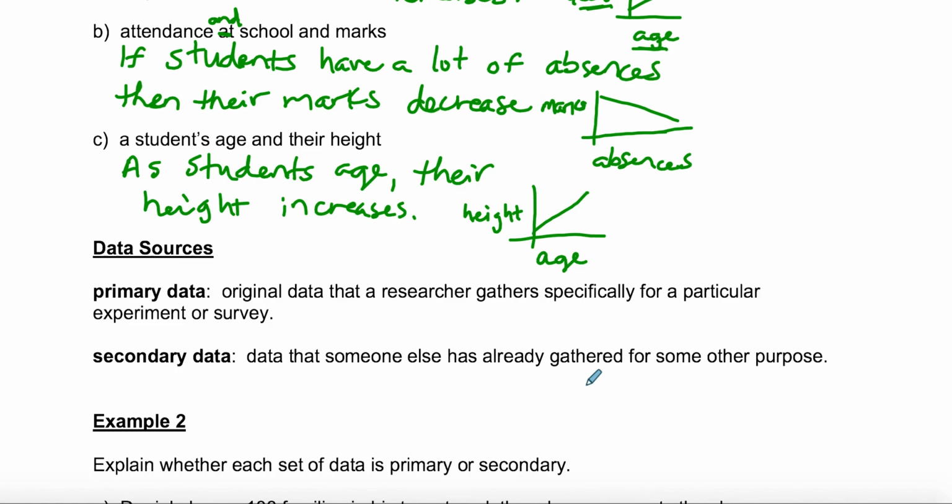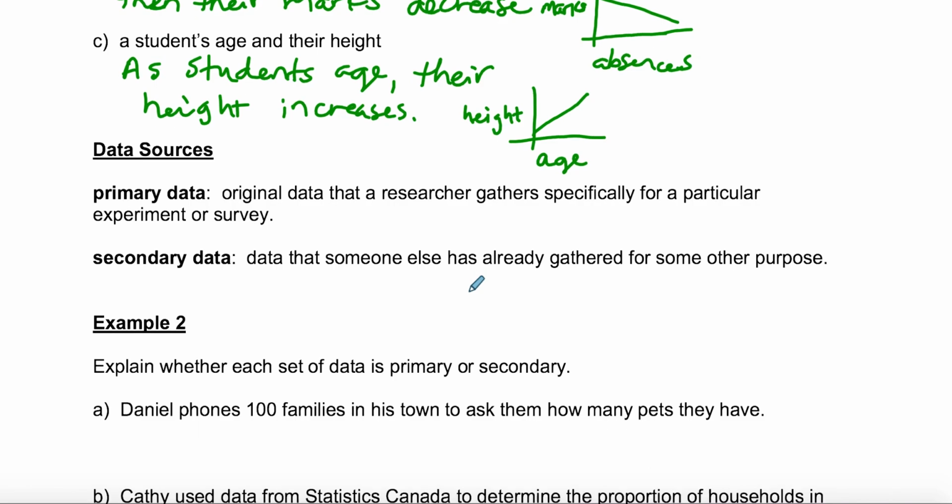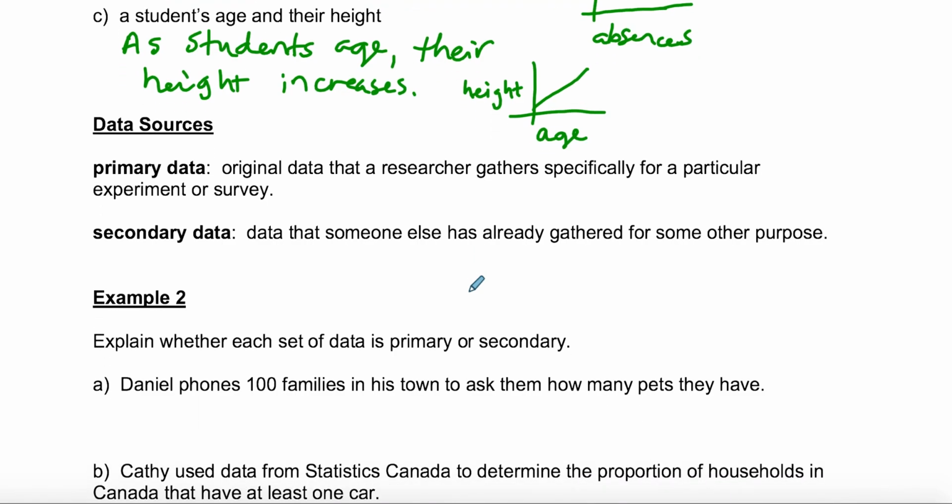So data sources, we can have primary data or secondary data. Primary data would be original data that a researcher gathers themselves, either by doing an experiment or conducting a survey. Secondary data is data that someone else has already gathered, and we can either go to a website or we can collect that data from someone else.